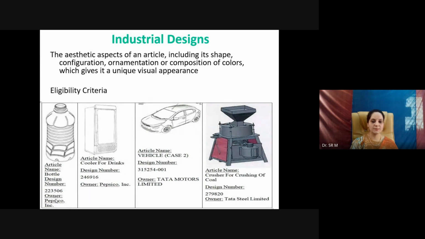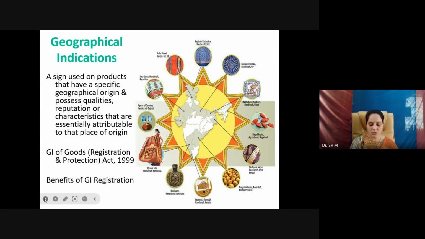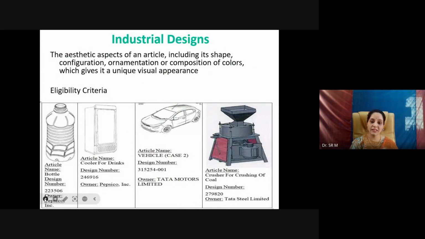Industrial designs. Industrial designs are nothing but the aesthetic aspects of an article. It could be its shape, configuration, ornamentation, or the composition of colors, whatever we use. And all these are giving a unique visual appearance to that particular product.